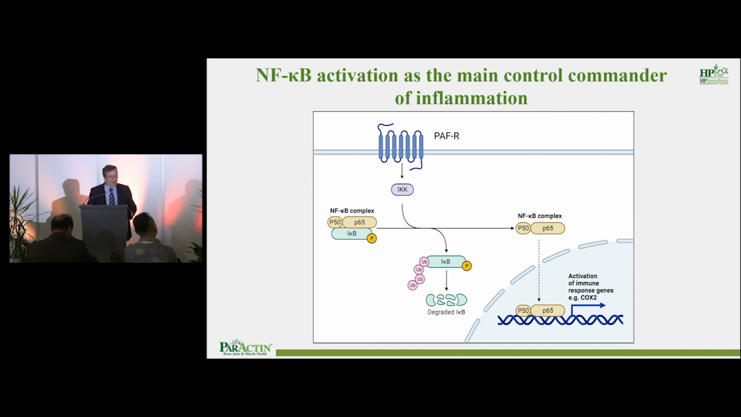NF-kappa B is a master controller of inflammation. Following a pro-inflammatory stimulus, in this case PAF, this stimulus activates the receptor and the protein downstream of the signal that is called I-kappa kinase. After that, a phosphorylation of I-kappa-B occurs. This protein is degraded and releases the nuclear factor, which travels to the nucleus. This induces the expression of several pro-inflammatory genes, including COX-2.